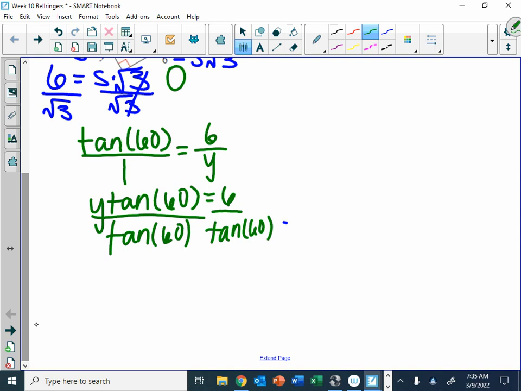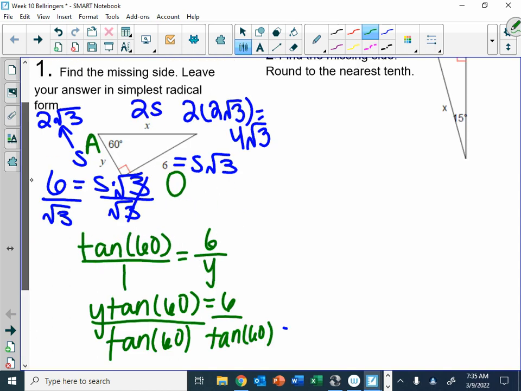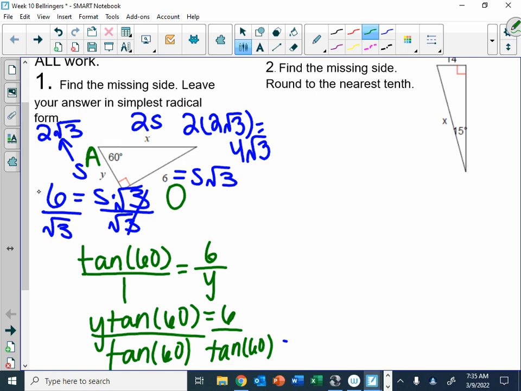I still think it would be a good idea, though, to know your sides and your hypotenuse for your special right triangle. That way you can confirm that you're correct with trig. So either way you do it, you should get 2 square root of 3 for s and 4 square root of 3 for y.